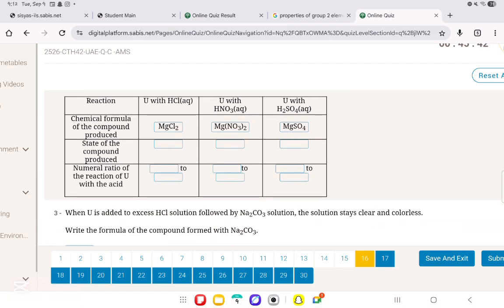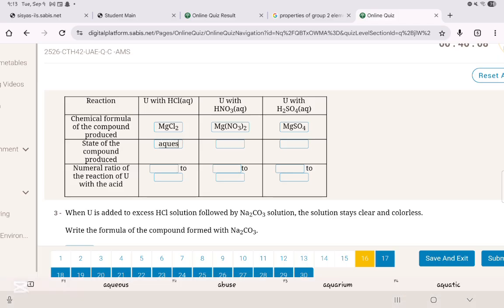State the state of the compound produced. Always the state of the compound produced is aqueous, of course, if it's Mg. Whenever you see Mg, you remember it's aqueous. However, if it's SO4 and it was calcium, strontium, or barium, they would be solid. They would not be aqueous. But in this case, because it's Mg, it's going to be aqueous.